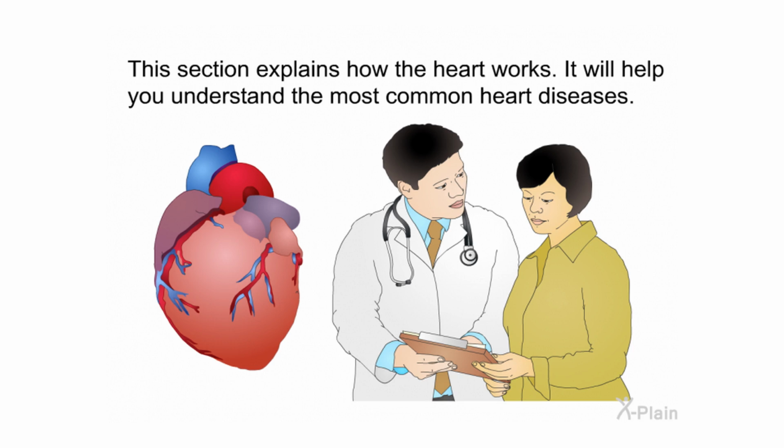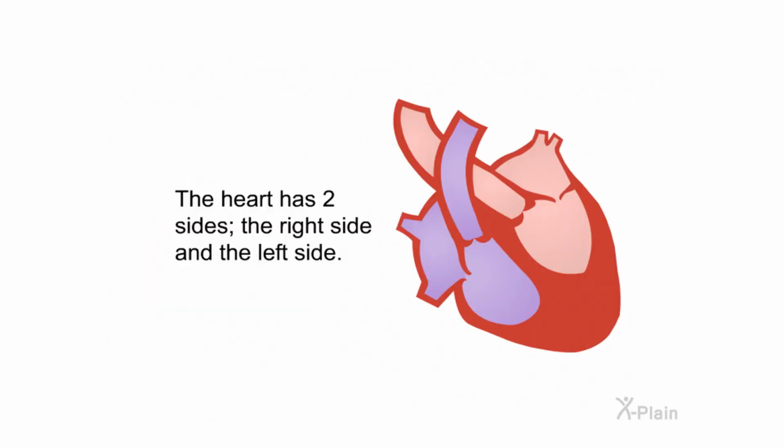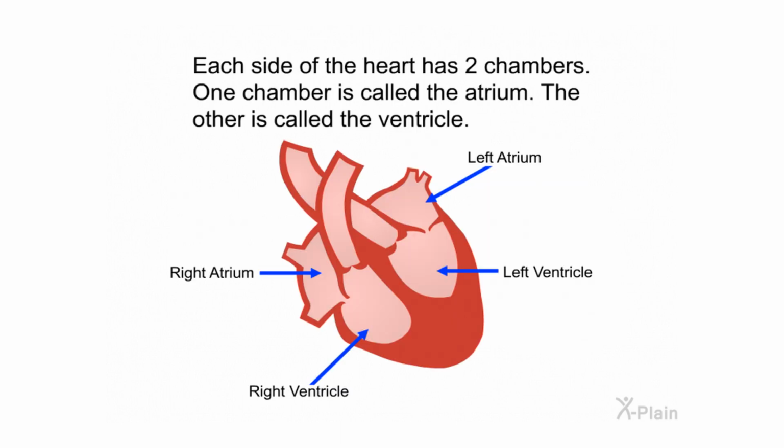The heart. This section explains how the heart works. It will help you understand the most common heart diseases. The heart has two sides, the right side and the left side. Each side of the heart has two chambers. One chamber is called the atrium. The other is called the ventricle.